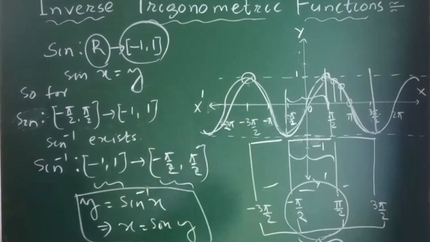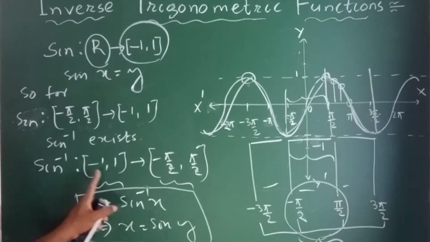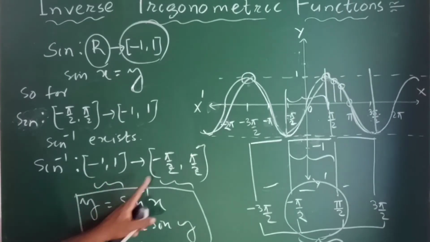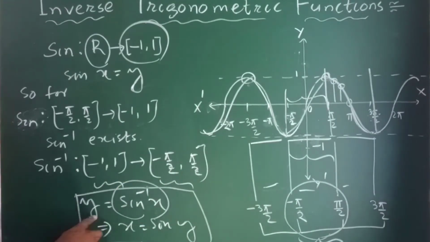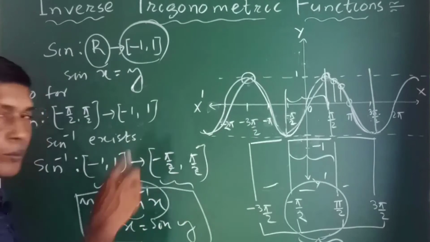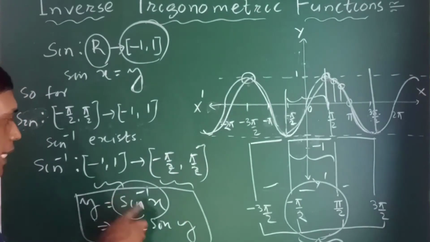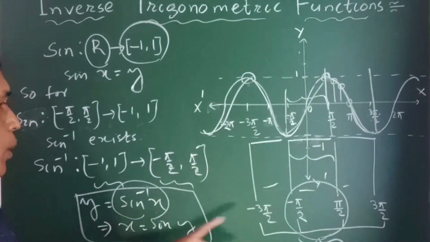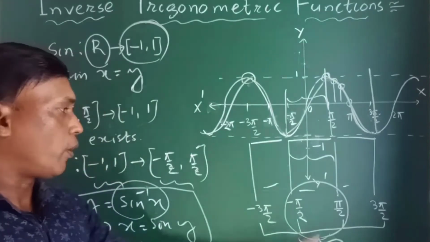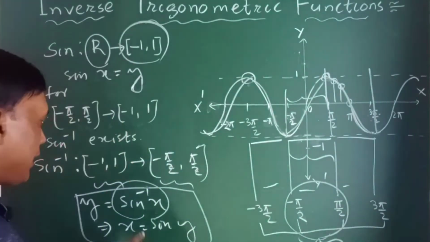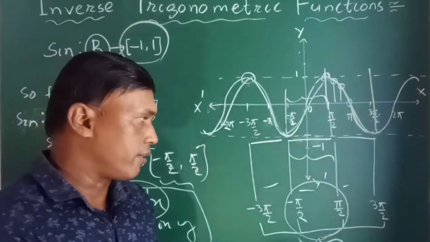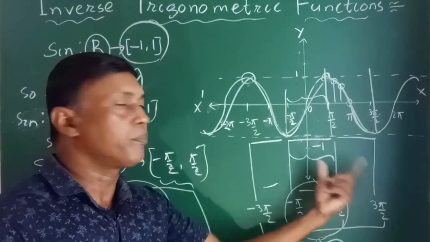So look at here, if sine inverse x is equal to y, x belongs to minus 1 to 1, y belongs to minus pi by 2 to pi by 2. So sine inverse x means y belongs to minus pi by 2 to pi by 2. So sine inverse x belongs to either minus pi by 2 to pi by 2 or pi by 2 to 3 pi by 2. Sine inverse x may lie in any one of these intervals.